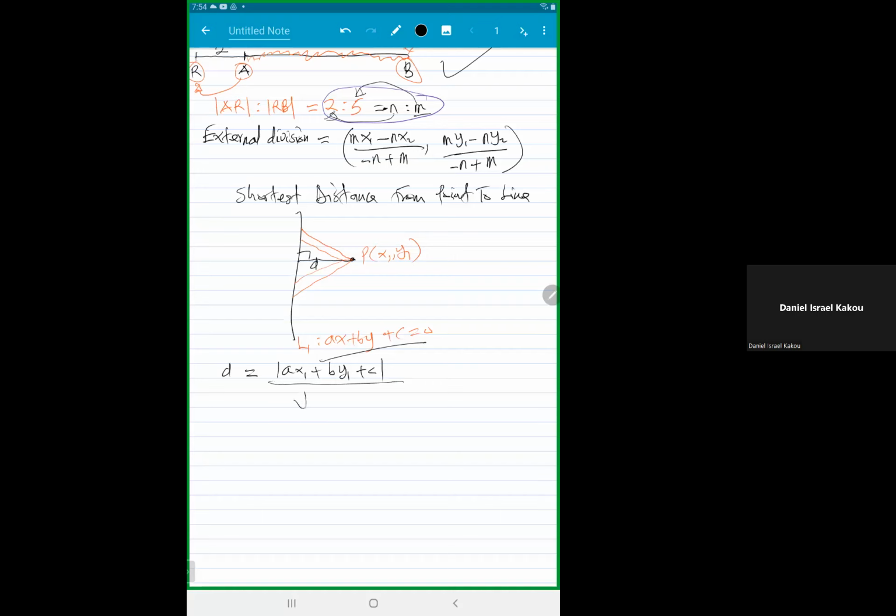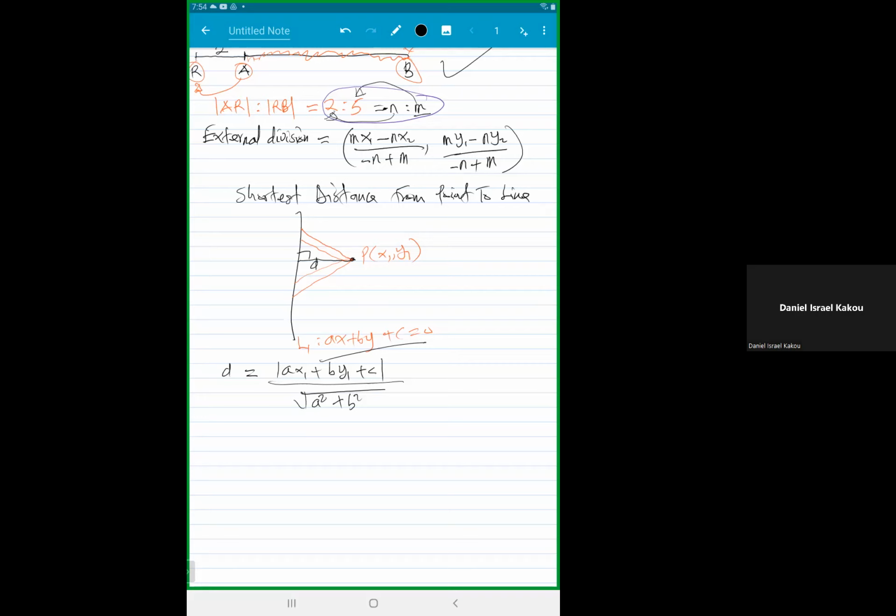and dividing by the square root of the sum of the squares of the two coefficients from the equation of the line. Every equation of a line will have an X and Y variable, right? So the coefficients of those two variables, you take the sum of the squares of them. The two coefficients are A and B, so A squared plus B squared. And this becomes the formula for finding the shortest distance, or the perpendicular distance, from a point to a line.